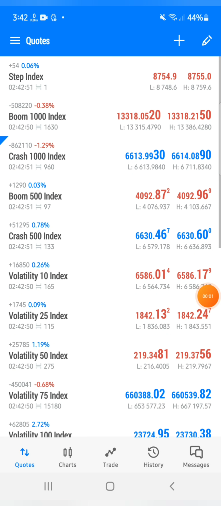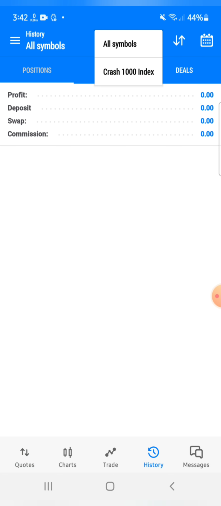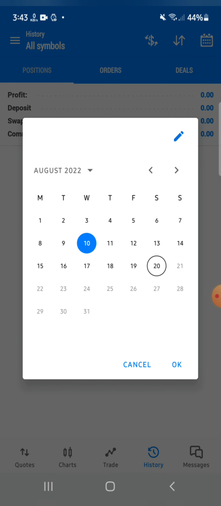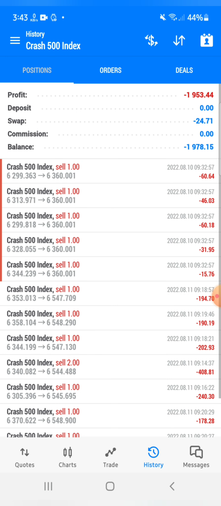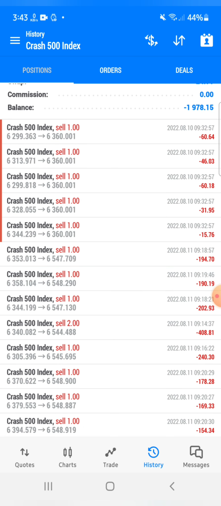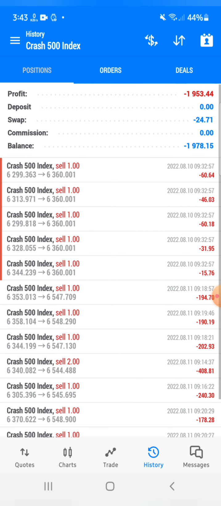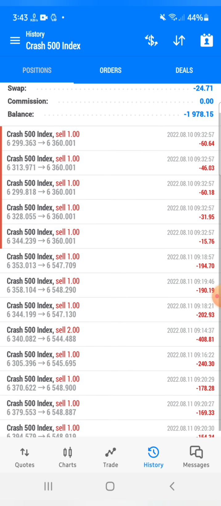So I'm going to show you guys how we ended up for crash 500 index. Let's go down to, what was it, like last month, to the 10th. I made part 1 on the 10th. So let's say okay, and then we are going to tap on crash 500 index. So yeah, I lost over $2,000 just because of that mistake, and I was able to pull out $1,000 just because I couldn't set my stop loss.